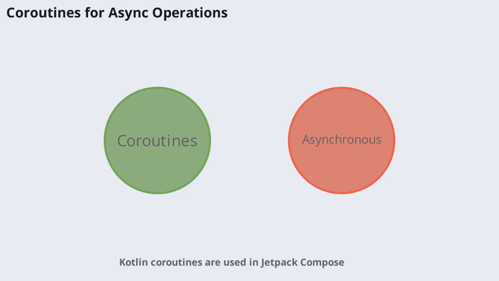Kotlin coroutines are used in Jetpack Compose to handle asynchronous operations like network requests. In the pull to refresh example, coroutines allow you to simulate loading data without blocking the main thread. This keeps your UI responsive and ensures a smooth user experience.